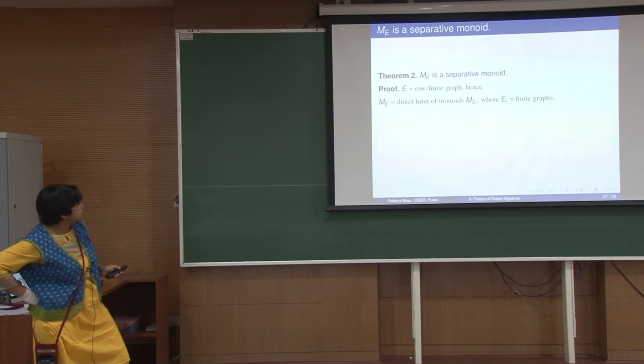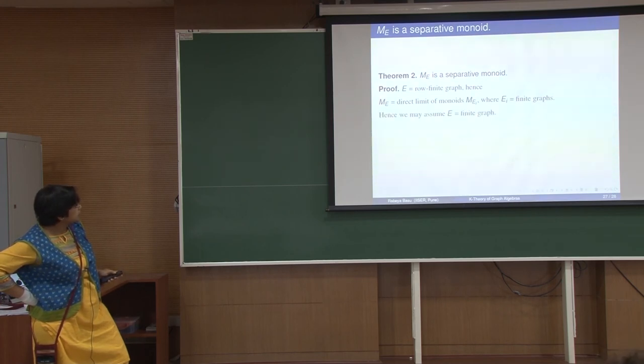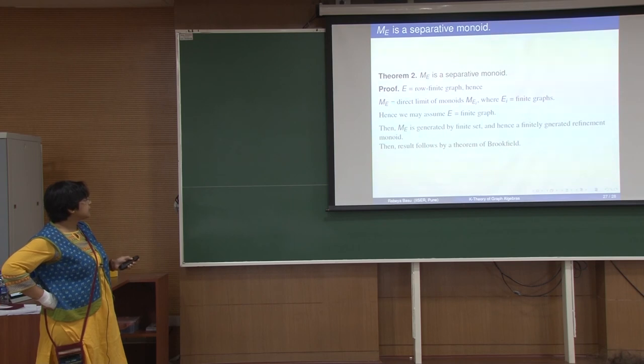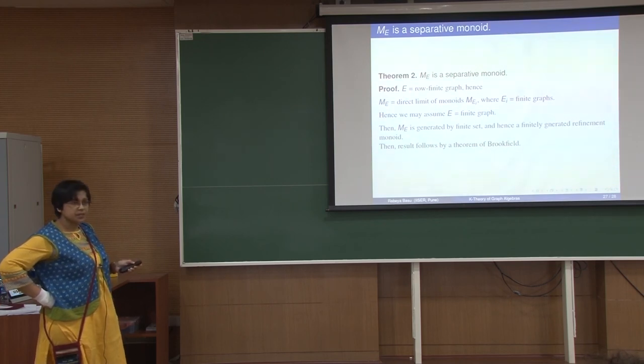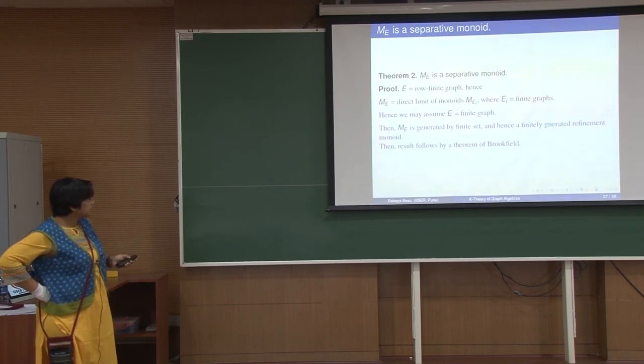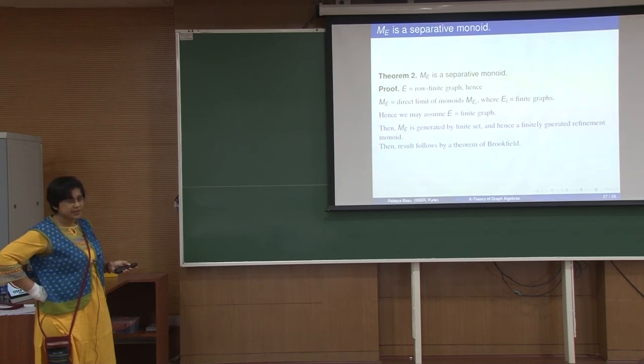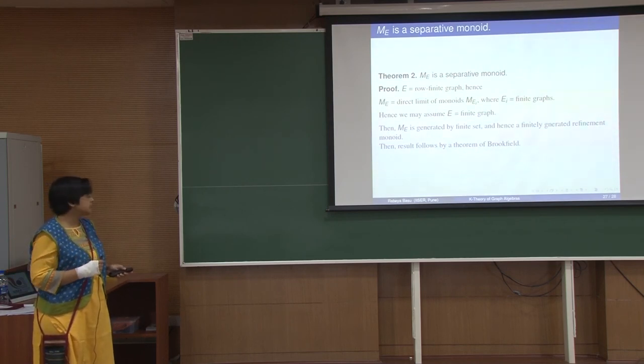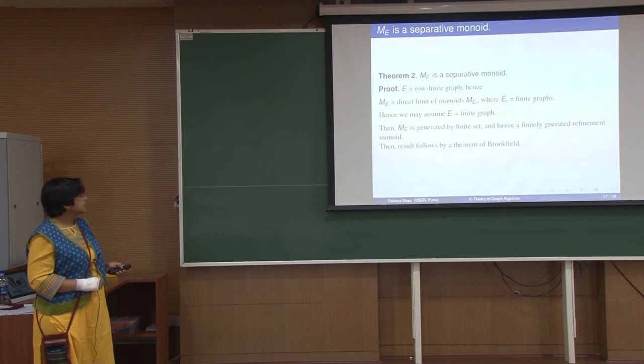Proof. Again, we start with a row-finite graph, therefore M_E is the direct limit of monoids M_{E_i}, where E_i is a finite graph. Hence, it is enough to assume that E is a finite graph. By using direct limits, we can work on finite graphs and consider M_{E_i}. Each M_{E_i} is generated by a finite set, and therefore is a finitely generated refinement monoid. If we generate a monoid with a finite set, we get a finitely generated monoid. And then one result of Brookfield says that a finitely generated refinement monoid is a separated monoid. This is due to Brookfield.